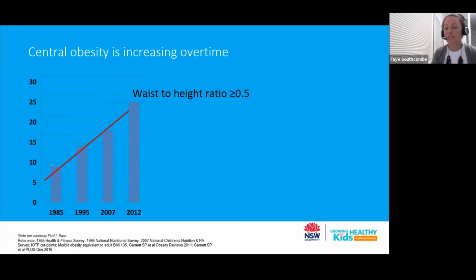When we look at central obesity as an indicator of metabolic health, we look at a waist to height ratio being greater than 0.5. And we can see from our population level data that this is also increasing over time. So fat distribution is changing and the prevalence of central obesity is increasing.